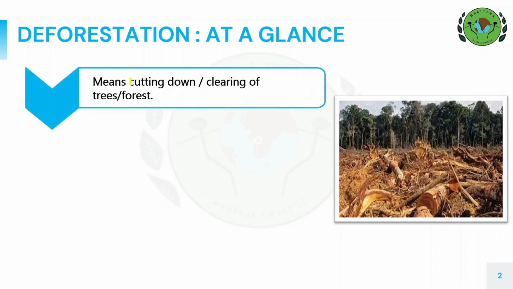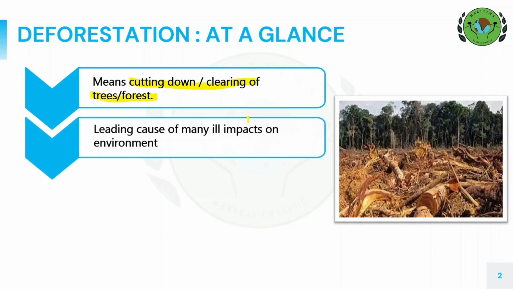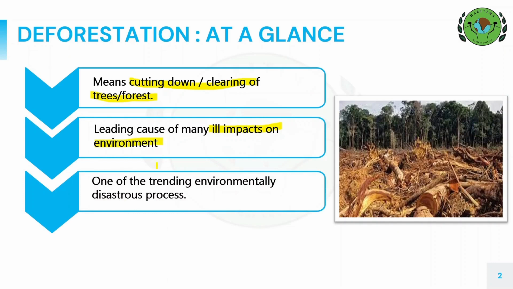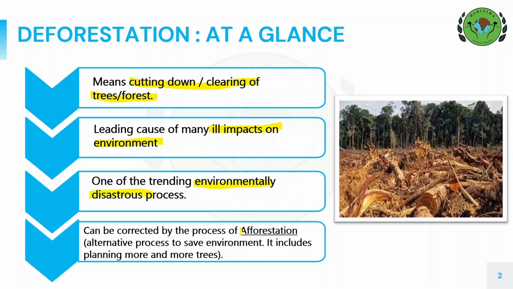Deforestation means clearing of forests or cutting down of trees. And our current rate of deforestation is very high. And if it continues, then within a century, our rainforests will disappear. You can understand how serious this problem is. Loss of such huge amount of trees causes several ill impacts on environment. And a very simple solution to this is afforestation.